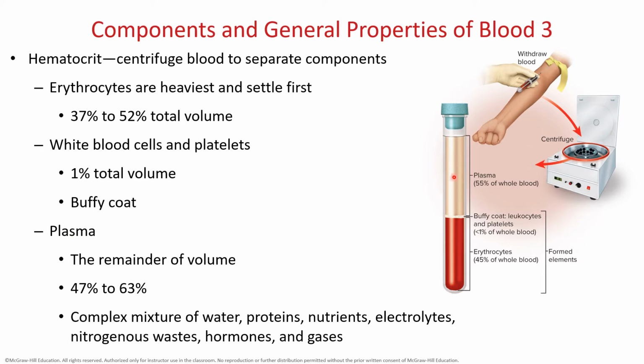This is about 55% of whole blood here, 47 to 63%. It's a complex mixture of water, proteins, nutrients, electrolytes. So you can see how different things could affect this. If you're super dehydrated, your plasma levels would be decreased. So you're going to get a different number for your hematocrit because you'd be taking this divided by this. But if this is only here, you're going to get a higher percentage. So if you're super dehydrated, your hematocrit is going to be elevated.